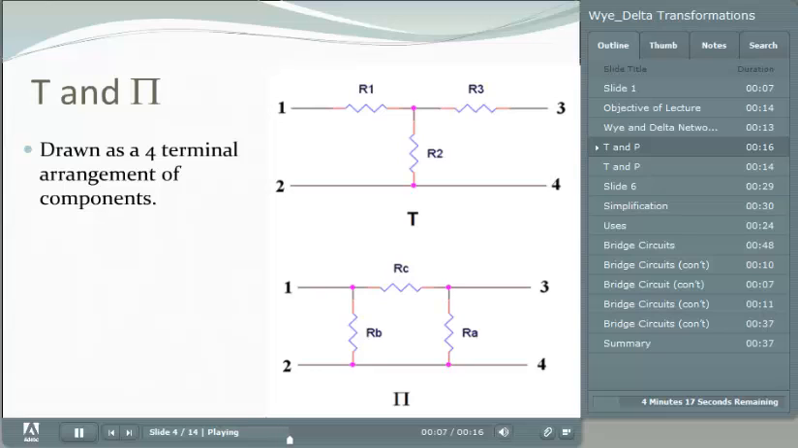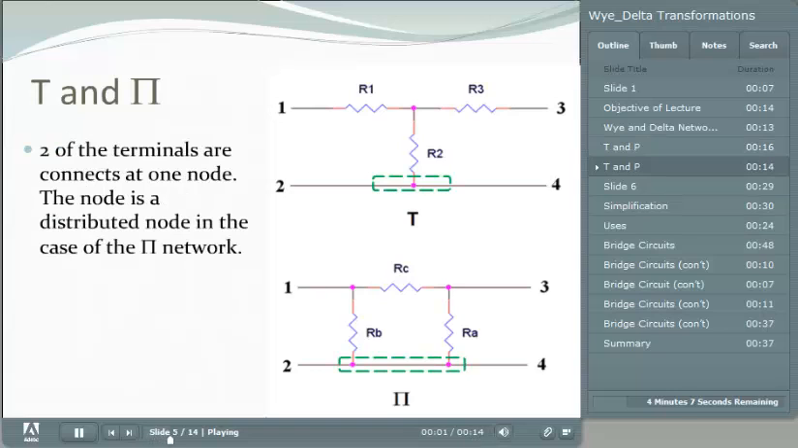The T network is shown above, which is equivalent to the Y network, and the pi network is shown below, which is equivalent to the Delta network. As you can see, to convert the three-terminal arrangement to a four-terminal arrangement, two of the terminals are connected at one node. The node happens to be a distributed node in the case of the pi network.